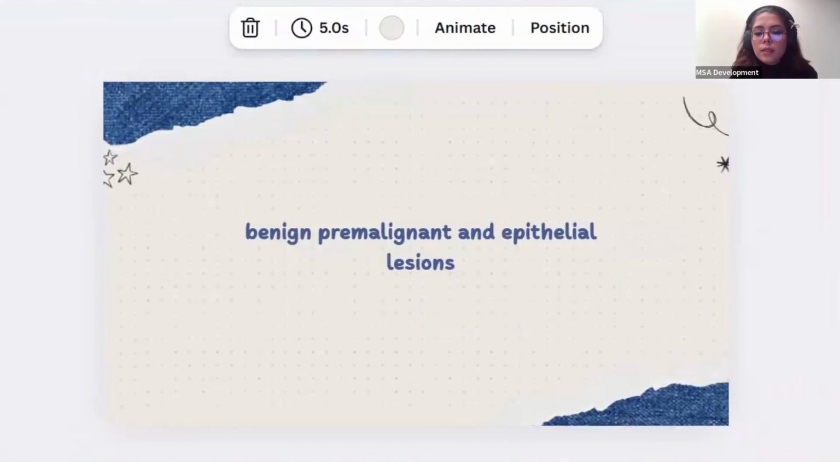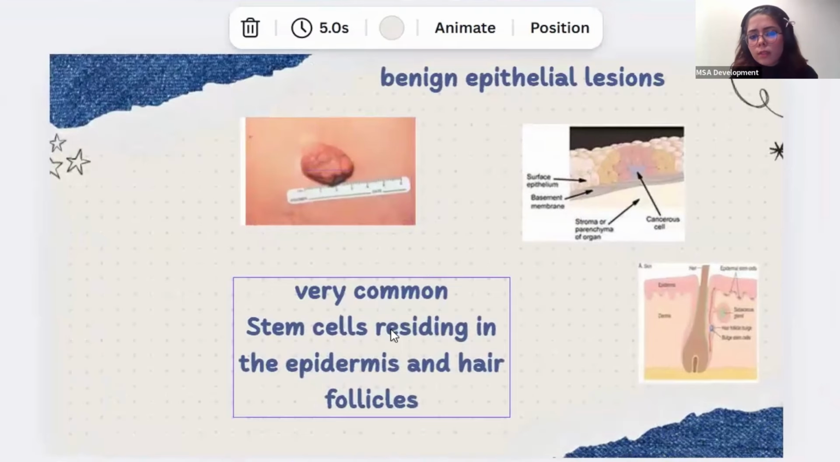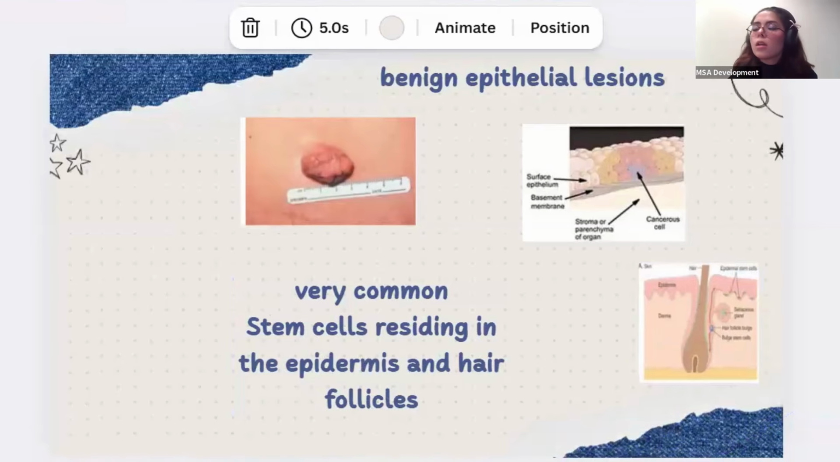Okay. Benign, pre-malignant, and epithelial lesions. Benign epithelial lesions, they're very common. So like skin tags, for example, is a benign epithelial lesion. Stem cells residing in the epidermis and hair follicles.